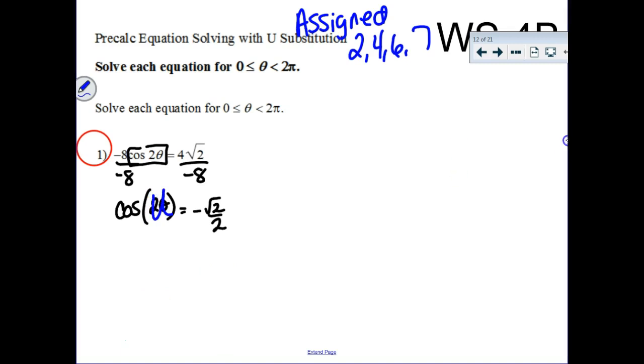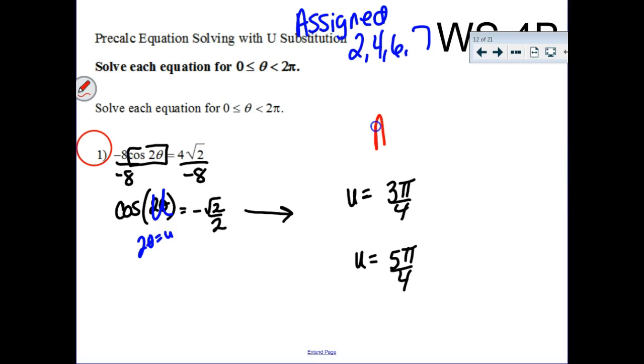But when is the cosine coming out to negative square root of 2 over 2? Is it at 3 pi over 4 and 5 pi over 4? Okay. So right now what we're doing is we're going to find all solutions, which means I have to throw a plus 2 pi n here.